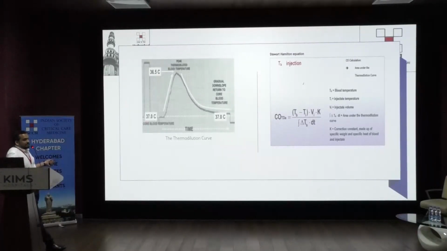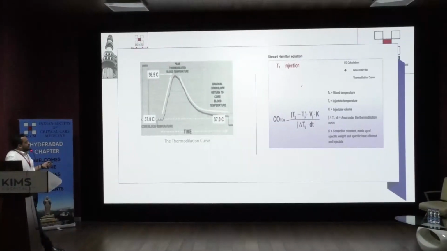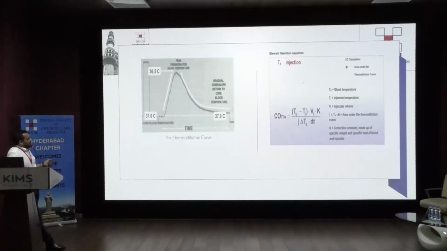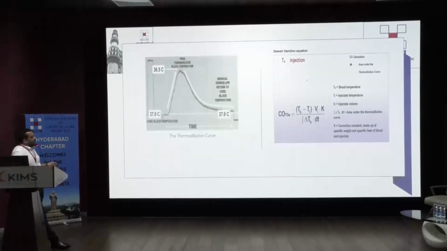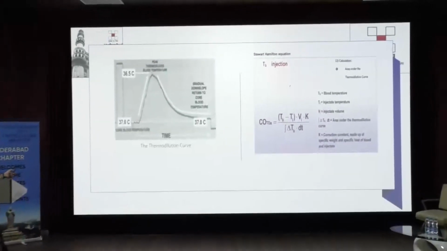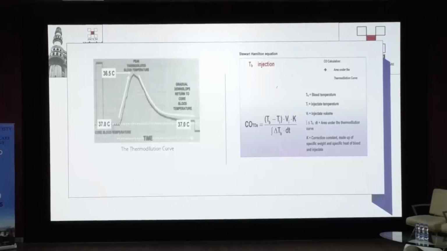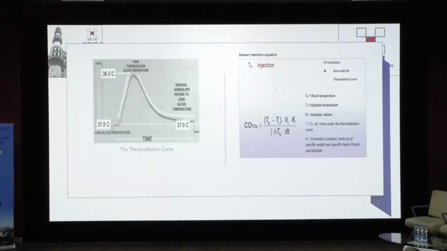So this is the basal temperature of the blood here. Once you inject the cold saline, the drop in the temperature is sensed by the arterial catheter, and once the drop in the temperature is completed, it again comes back to normal. So this is actually one cardiac cycle, if you say that. But actually what happens here, with one cardiac cycle, your temperature will never return to normal. So it will have a gradual slope here.